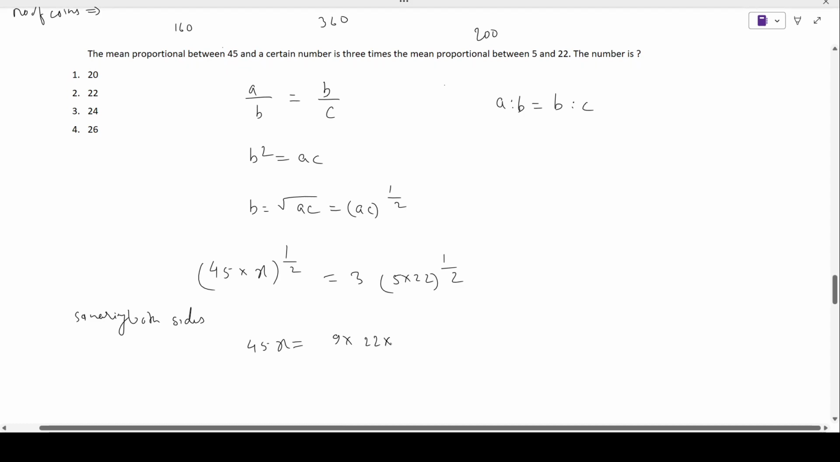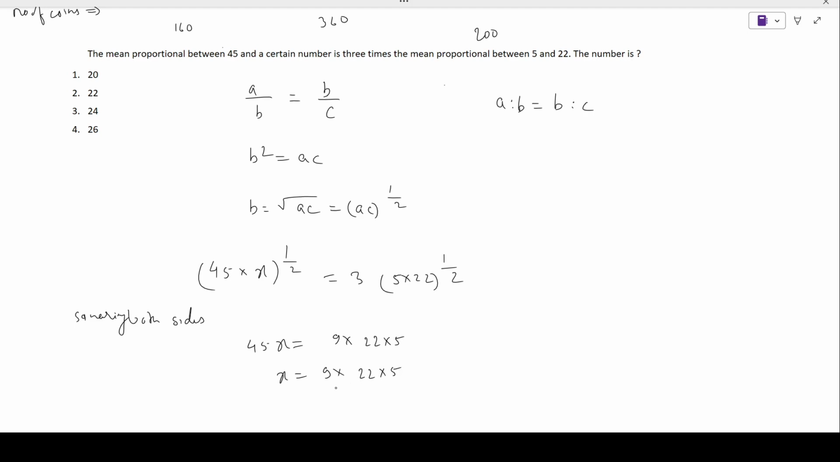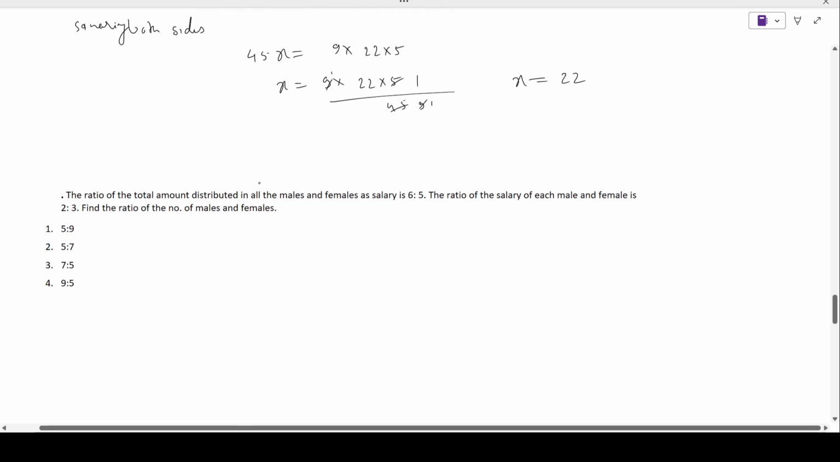20 to 5, x is equal to 9 into 5 divided by 45. So the value of x comes out to be 22. So the correct option would be option number 2, 22. Moving on to the next question.